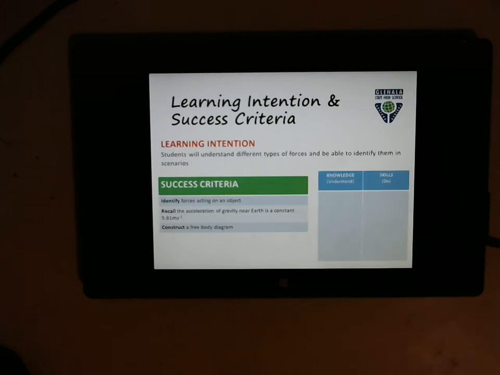Here are your learning intentions and success criteria. Please complete the KS table. Pause the video while you complete this.